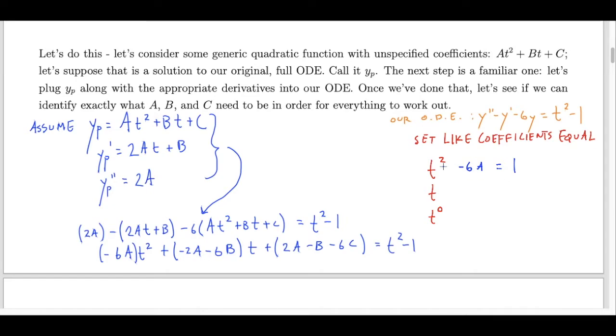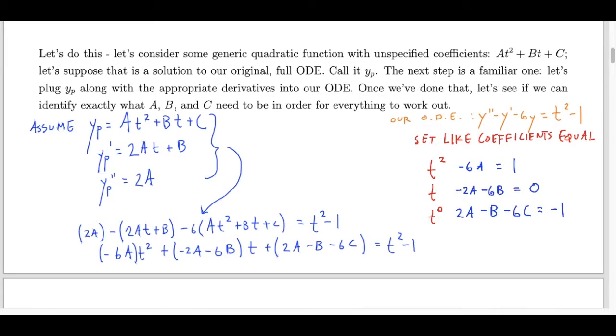What I like to do is identify all of the t to a power terms that I have. These aren't actually part of my equations. They're just labeling the equations that I'm creating. So this first equation is labeled with t squared to indicate that I'm going to take the t squared coefficient from the left, negative 6a, and set it equal to the t squared coefficient on the right, which is positive 1. Actually, that straight away tells me what a needs to be. But let me go ahead and set up the rest of my equations similarly.